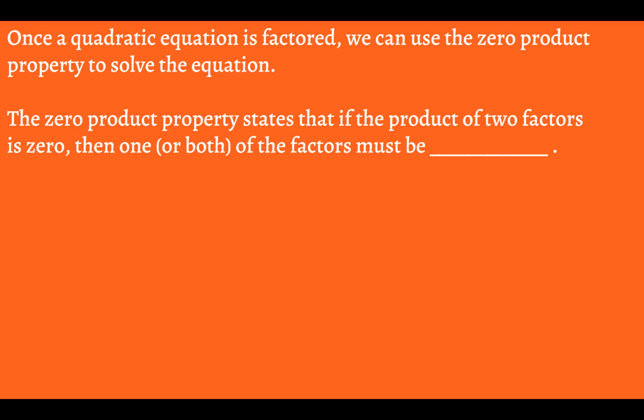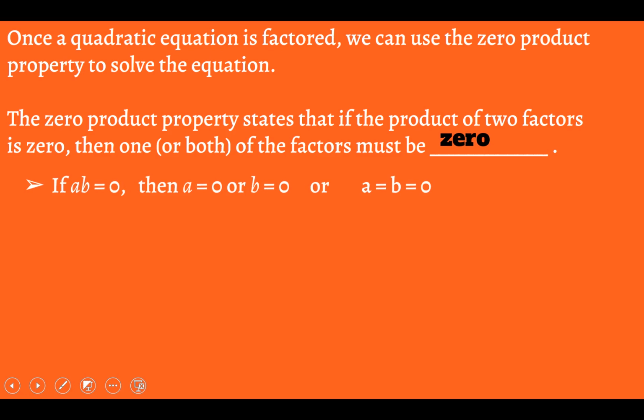Thank you. Once a quadratic equation is factored, we can use the zero product property to solve the equation. The zero product property states that if the product of two factors is 0, then one or both of those factors must be 0. That's the first thing we're writing down.